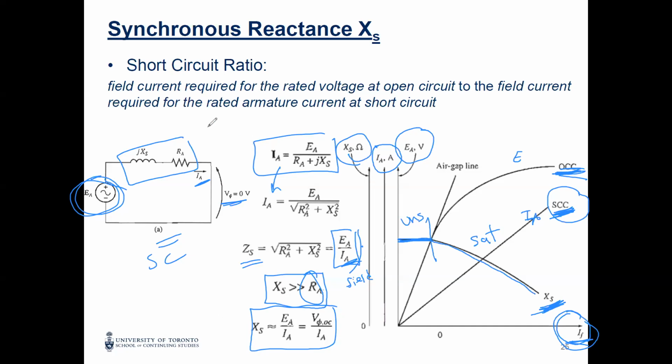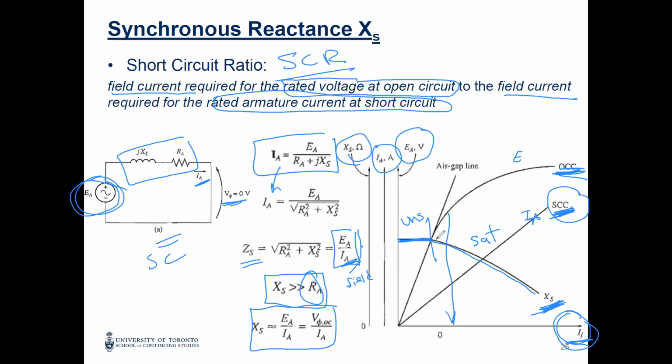Okay. We have something called the short circuit ratio. This one, we measure the field current for the rated voltage at the open circuit and the field current for the rated armature current at the short circuit to see what is the difference between both of them. For example, you can have a field current here and a field current here. Sometimes they may align, so you have a short circuit ratio of one, right? It's the same field current for both.